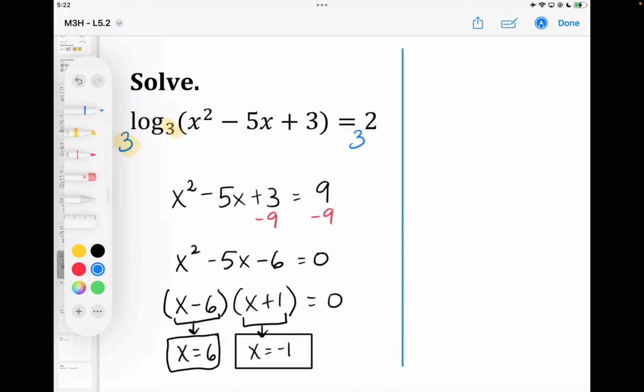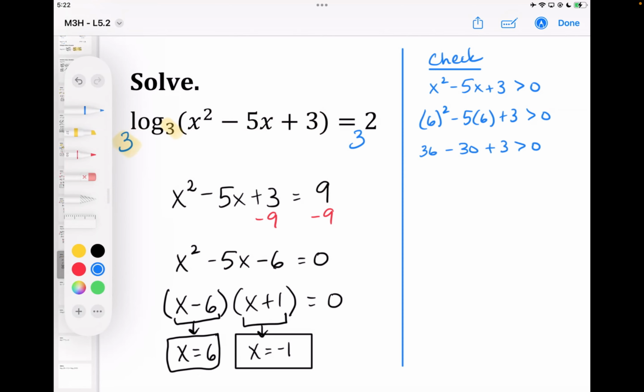Let's do that over here. So our check. So remember, our argument is x squared minus 5x plus 3, and we need that greater than 0. So this would be 6 squared minus 5 times 6 plus 3, and we want that to be greater than 0. So this would be 36 minus 30 plus 3. Well, if you simplify all that, you get 9, which is greater than 0.